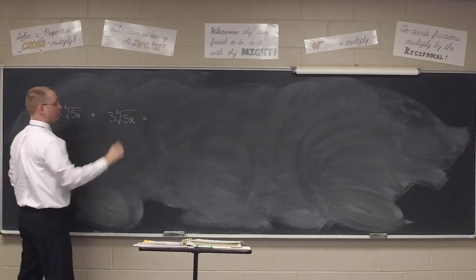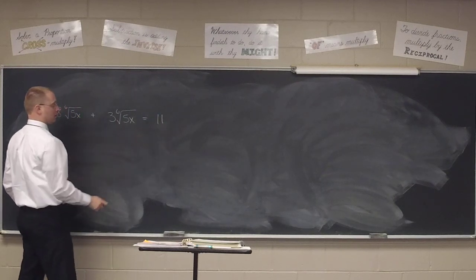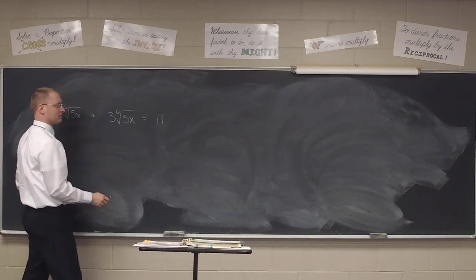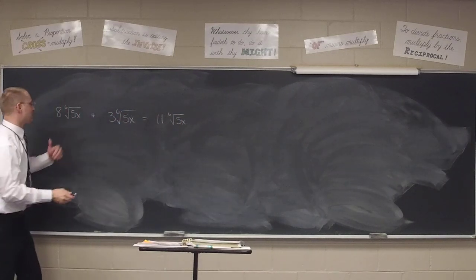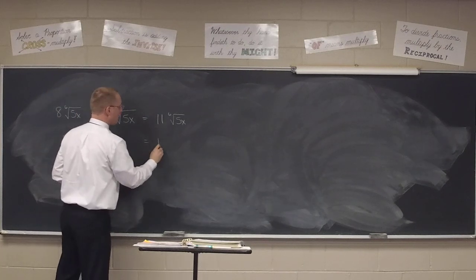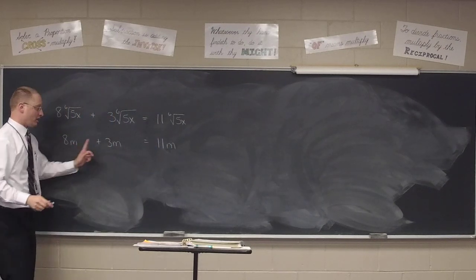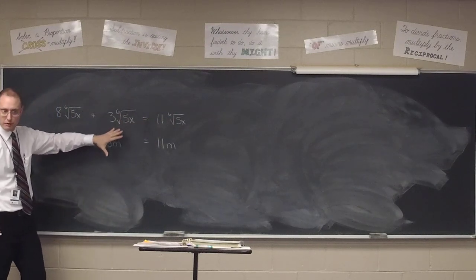And in this case, Lana, we would get 11 times the 6th root of 5x. We had 11 times the 6th root of 5x, right? Just as if we added an 8m and a positive 3m, we get an 11m, and we notice the letter never changes. So the radical never changes in the course of the addition.